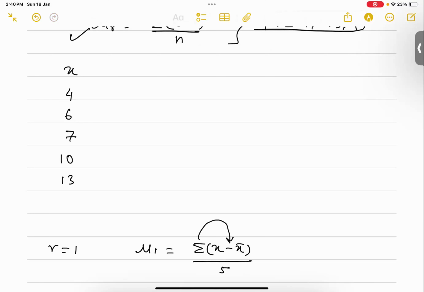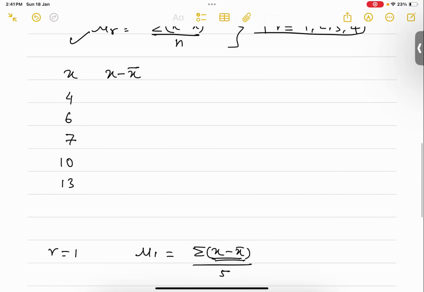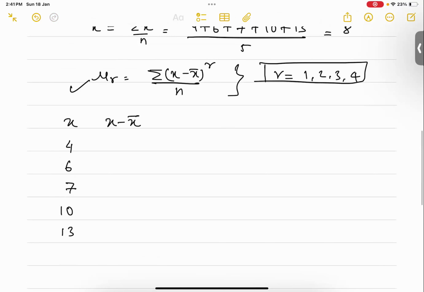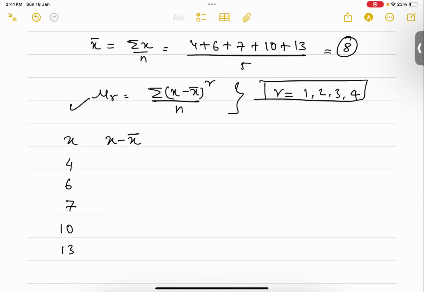Now x bar we have seen is 8. So 4 minus 8 is minus 4, 6 minus 8 is minus 2, 7 minus 8 is minus 1, 10 minus 8 is 2, and 13 minus 8 is 5. Summation means the total of this column. The total of this column is what? 0. So 0 upon 5, which is equal to 0. Right?